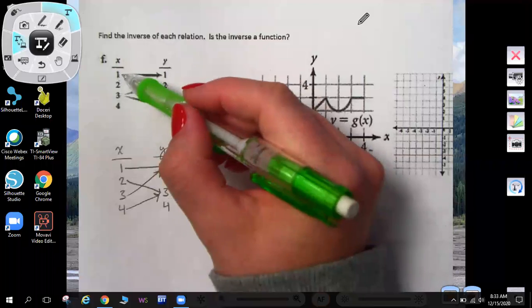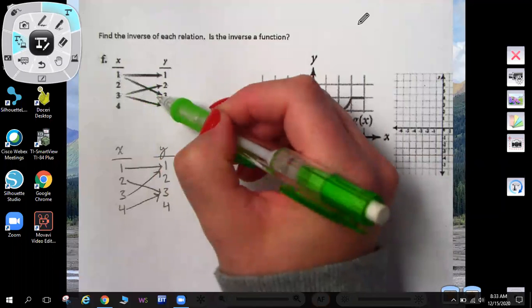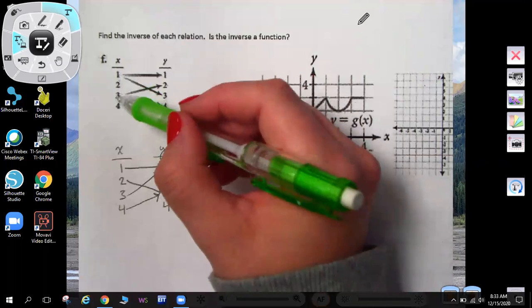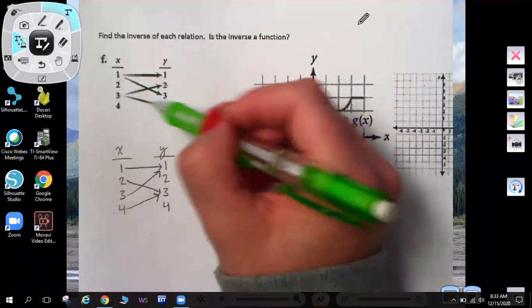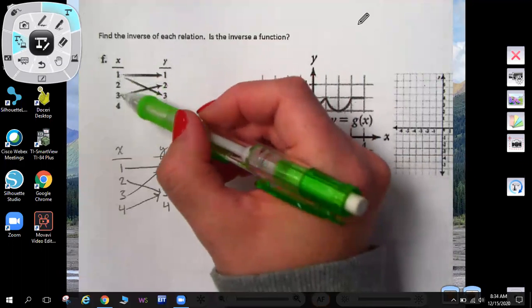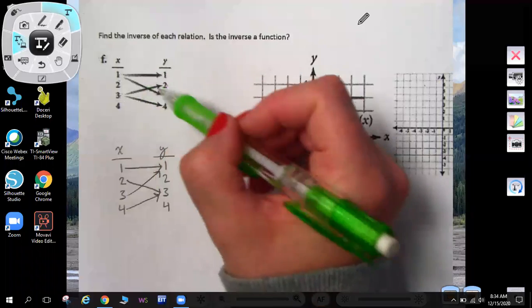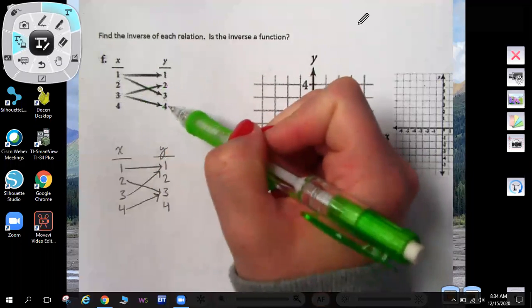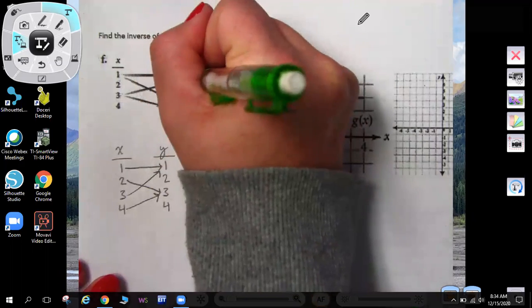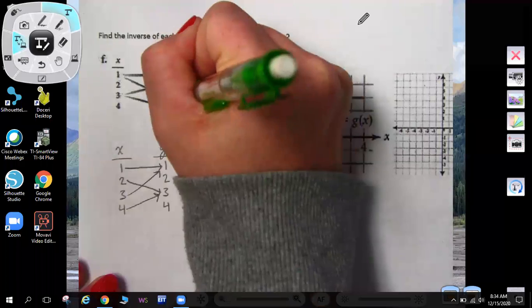So since we have an x value that goes to 2 different y values, we actually have 2 x values that do that because this 3 goes to 2 and 4. So we have 2 different x values going to multiple y values, which is not okay in a function. So we know that the original relation is not a function.